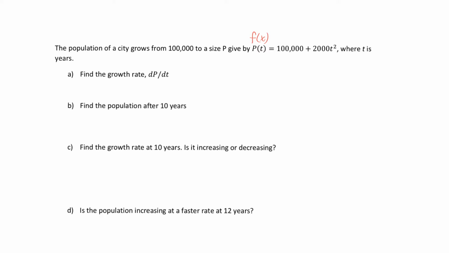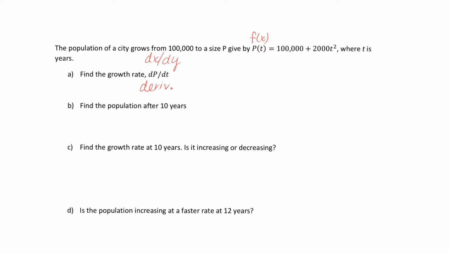Okay, so it says find the growth rate P prime of t or dP/dt. Now remember, usually we would write dy/dx. That's when we're talking about functions that have x's and y's, but we have functions right now with p's and t's. So dP/dt is just the derivative. We can use any letters we want for that. So we're just looking for the derivative.